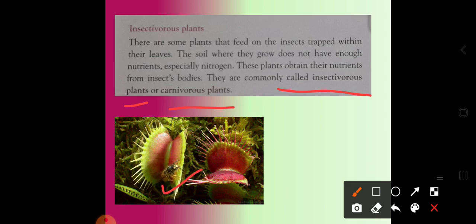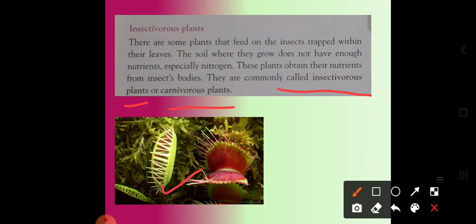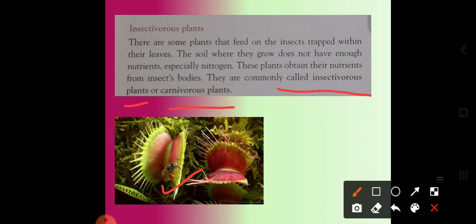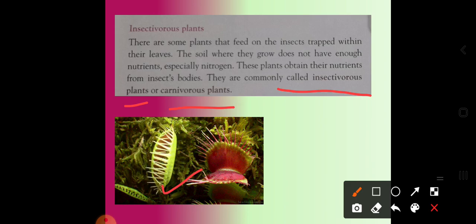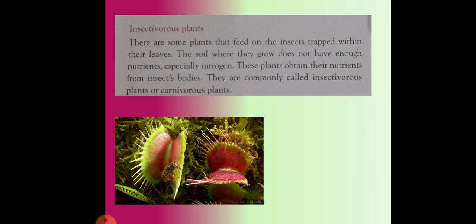Carnivorous plants are nothing but insectivorous plants, where they feed on the insects trapped within their leaves, and the soil where they grow does not have enough nutrition, especially nitrogen. For getting the nitrogen, what happens? They trap the insects. So in this way they can get their nutrition.